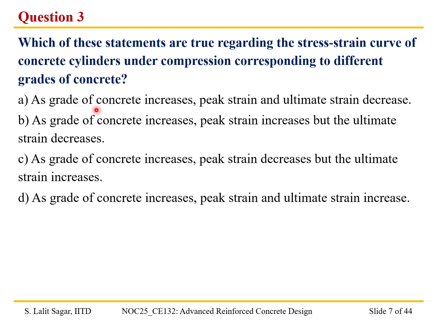As the grade of concrete increases, both the peak strain and the ultimate strain decrease. So that is option 1. Option 2 is as the grade of concrete increases, peak strain increases, but the ultimate strain decreases. Option 3 is as the grade of concrete increases, peak strain decreases, but the ultimate strain increases. And finally, option 4 is as the grade of concrete increases, both the peak strain as well as the ultimate strain increase.